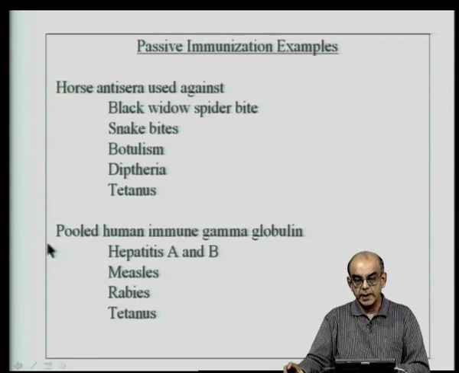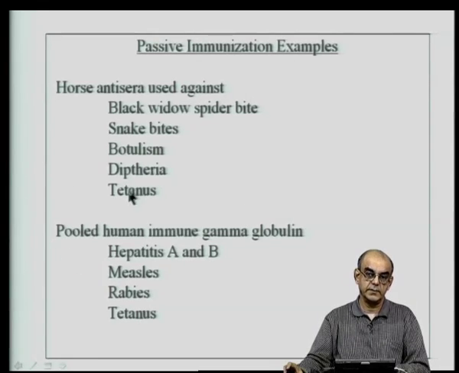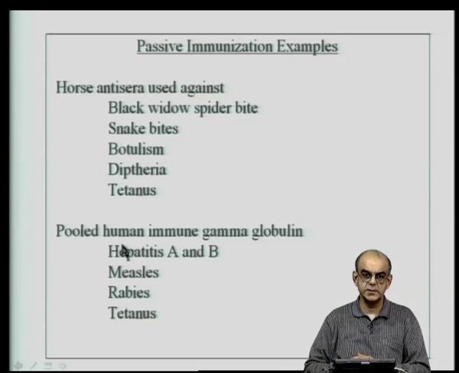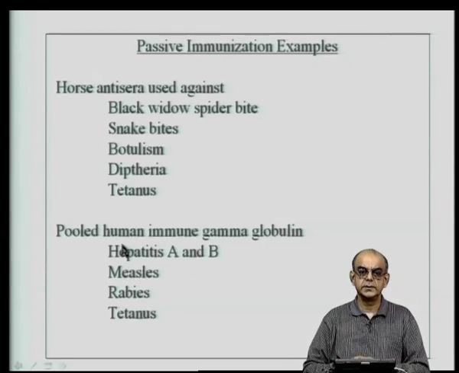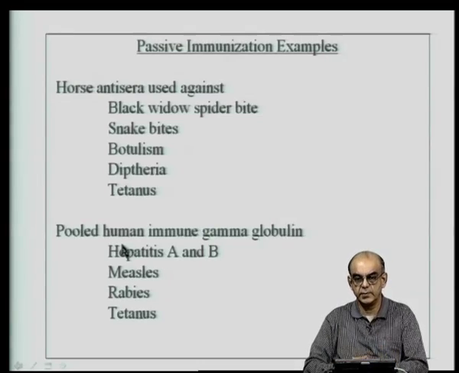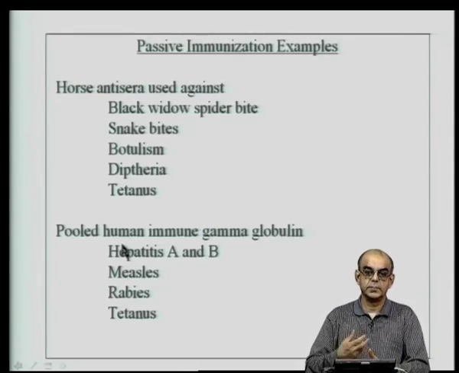That immune antisera is pooled from various kinds of individuals and given to individuals or infants who are suffering from these diseases in an acute phase. In other words, when the clinician thinks that the disease has gone too far and cannot be protected simply by intervention, by injection of various kinds of either drugs or other kinds of vaccines, one resorts to this kind of passive immunization.